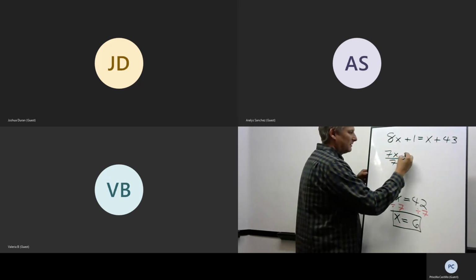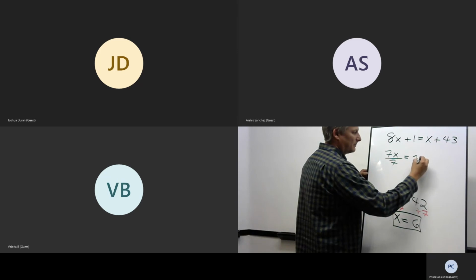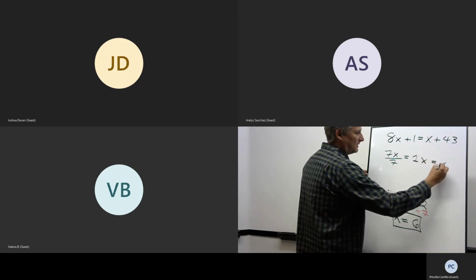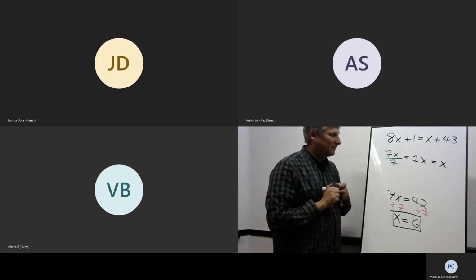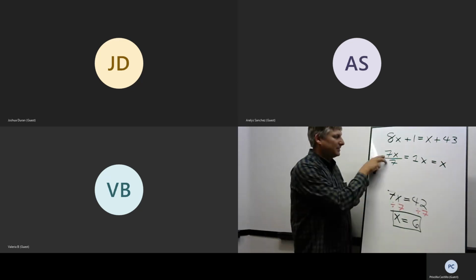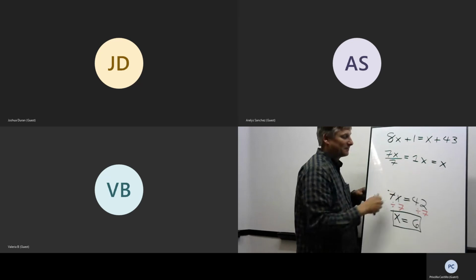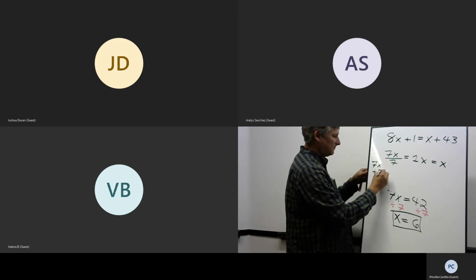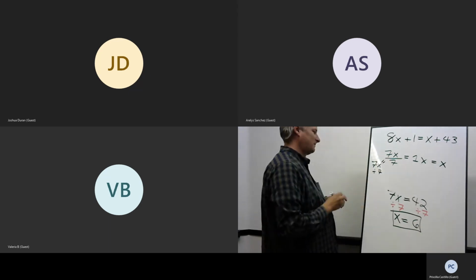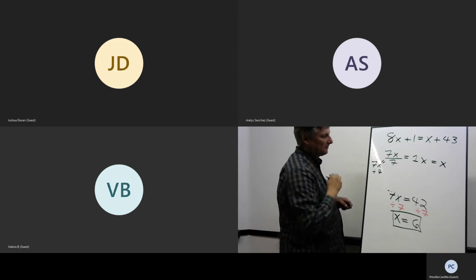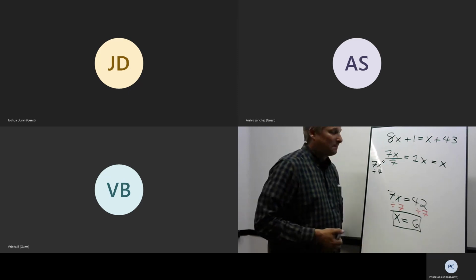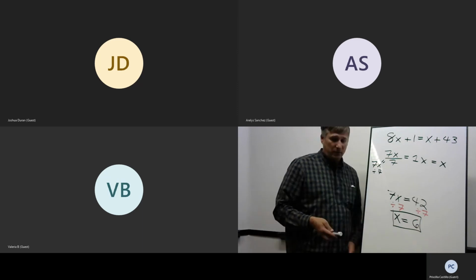Seven goes into 7 one time. And 1 times x is x. But what we'll do is we usually just skip from here. 1. This equals this. Again, you can write division as a fraction. So that's one way of doing this.